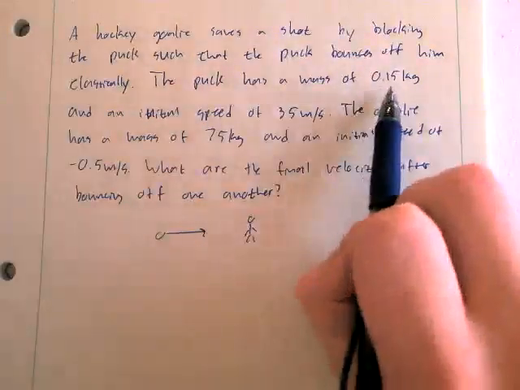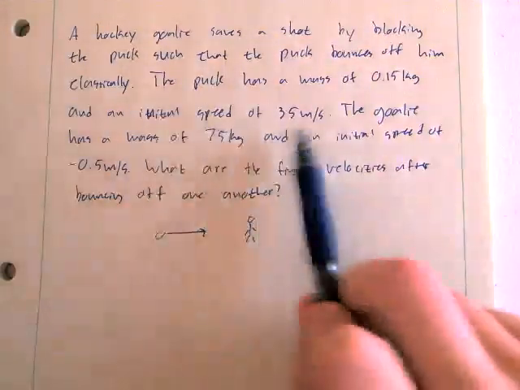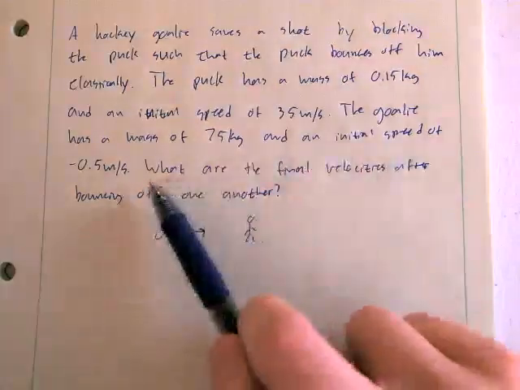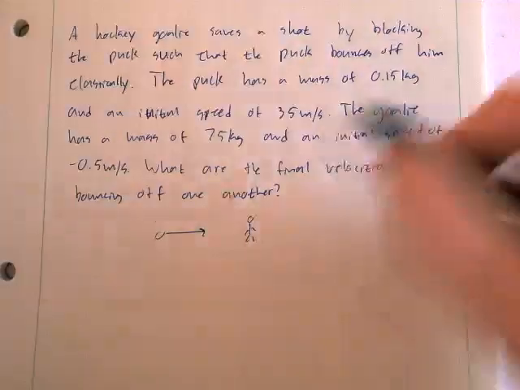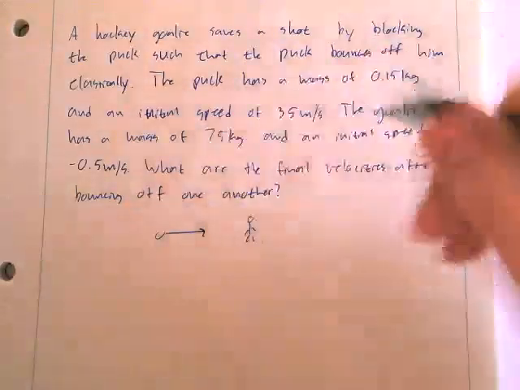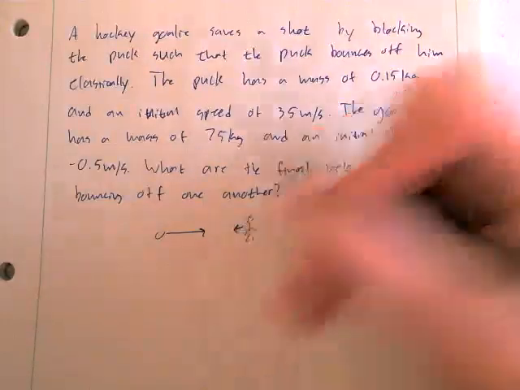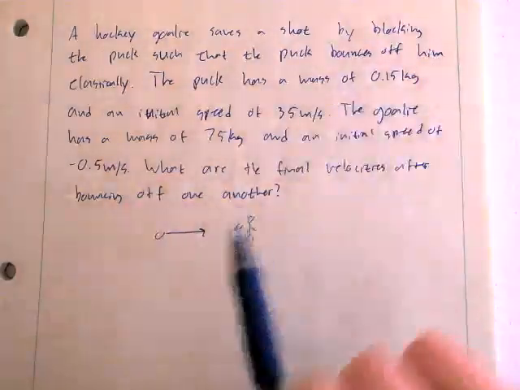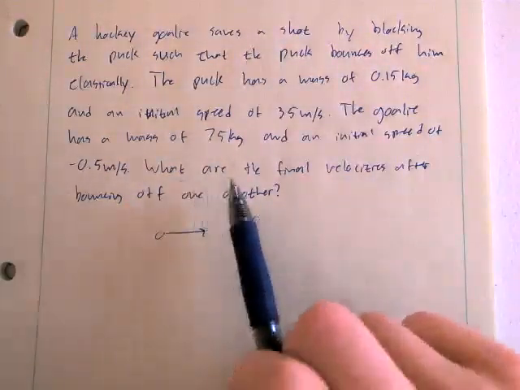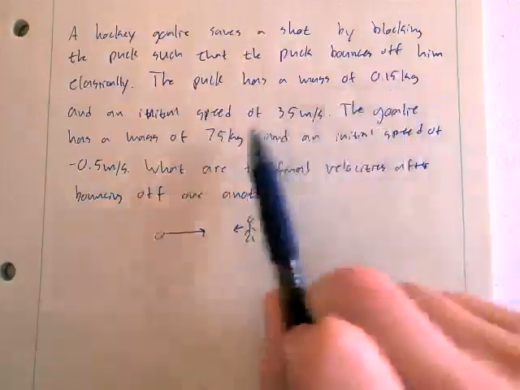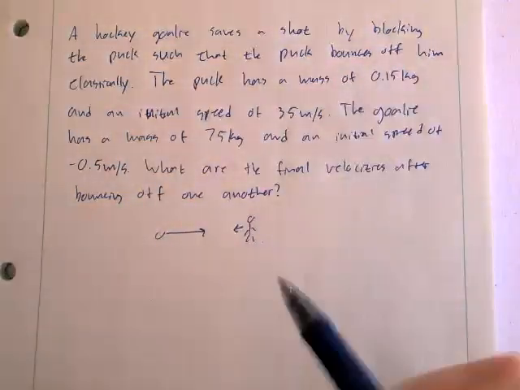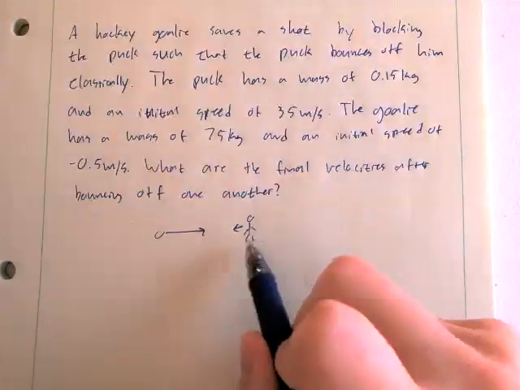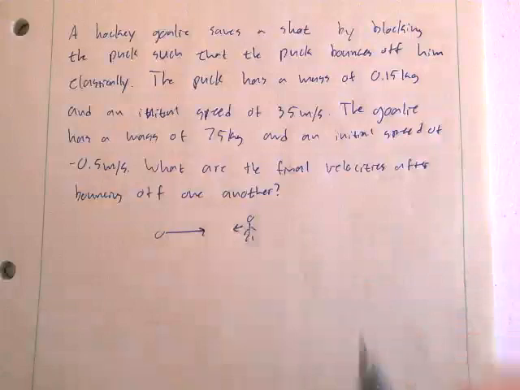The puck has a mass of 0.15 kilograms and an initial speed of 35 meters per second. The goalie has a mass of 75 kilograms and an initial speed of negative 0.5 meters per second. So essentially what we're saying is the speed of the puck is positive, the speed of the goalie is negative, so the goalie is moving forward a little bit. And then afterwards they're going to bounce off, and we don't exactly know how they're going to be moving afterwards, right? We have a 0.15 kilogram puck and a 75 kilogram goalkeeper. You can probably imagine the puck's going to bounce backwards, but is the goalie going to be moving forward or backwards? We're not really sure.